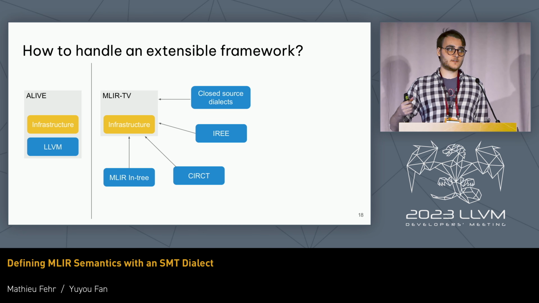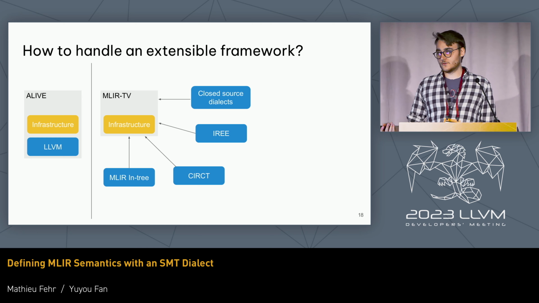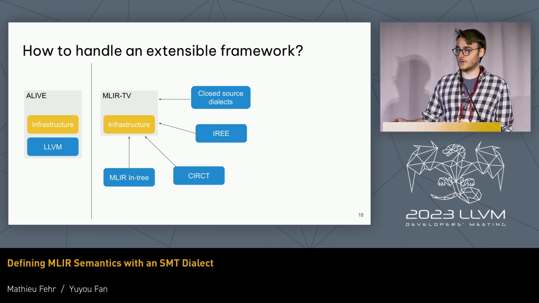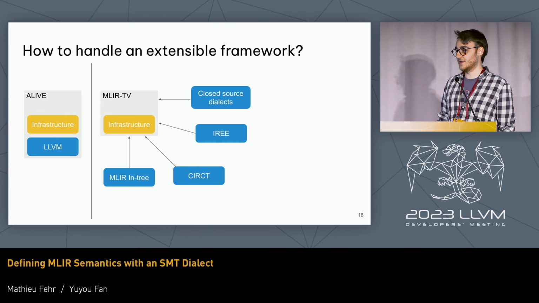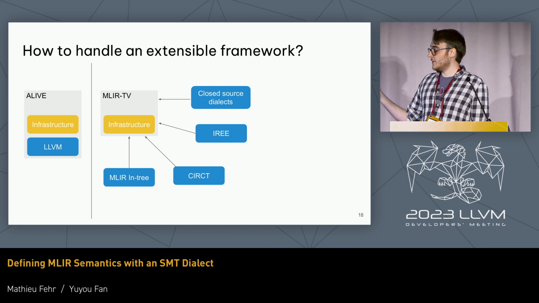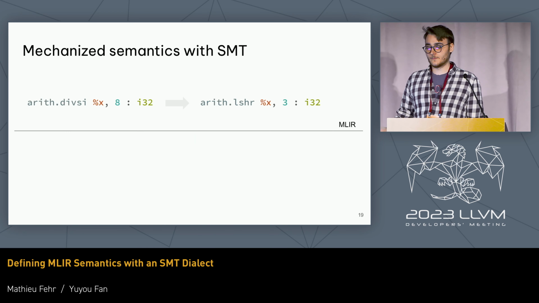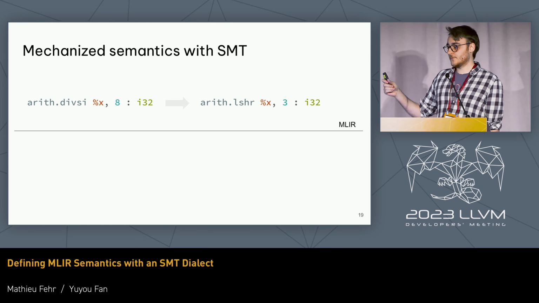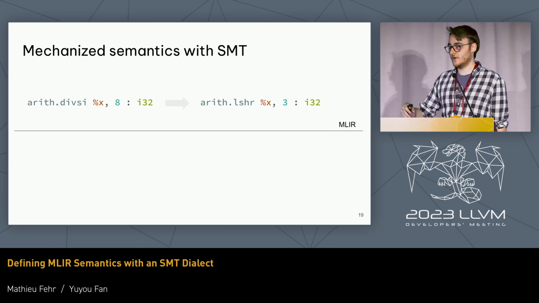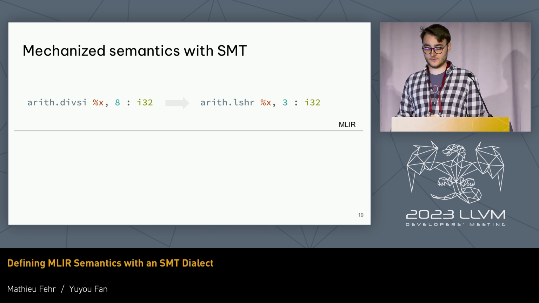So then we can use these tools on whatever dialect you might want to have, if you just provide what their mathematical meaning is, which is the semantics. For that, let's look at how MLIR TV works. You start with your input program and your output program. Here, just a division by 8 and a shift right by 3.